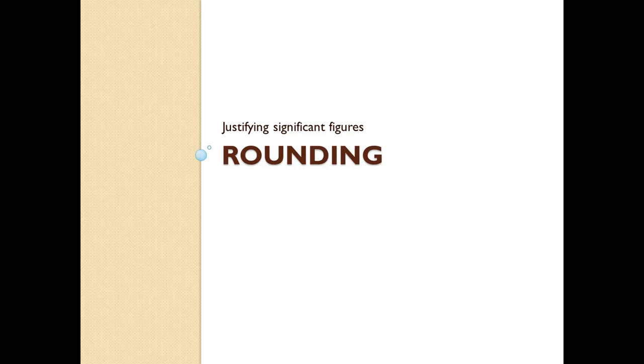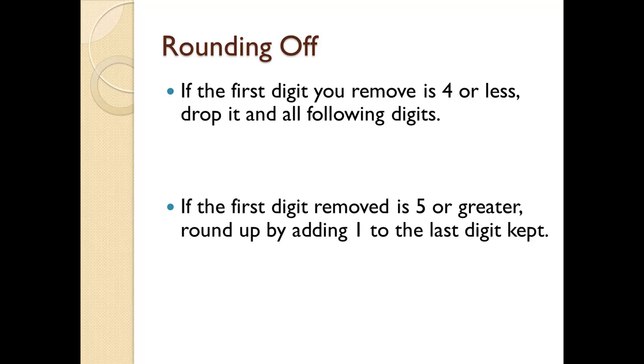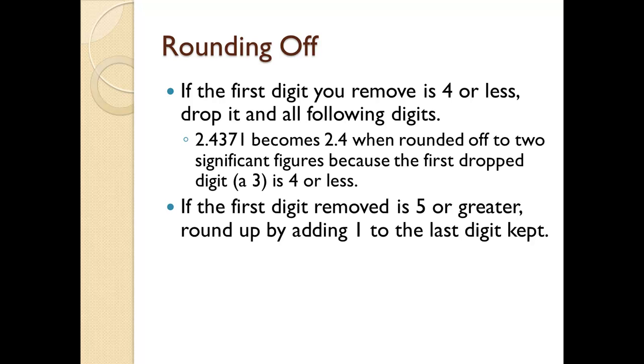Before I continue, I need to point out another subtopic, and this involves rounding, and it helps with regard to justifying significant figures. There are 2 easy rules when it comes to rounding, or some people say rounding off. If the first digit you remove is 4 or less, you're going to drop it and all the following digits. But if the first digit removed is 5 or greater, you're going to round up by adding 1 to the last digit kept.